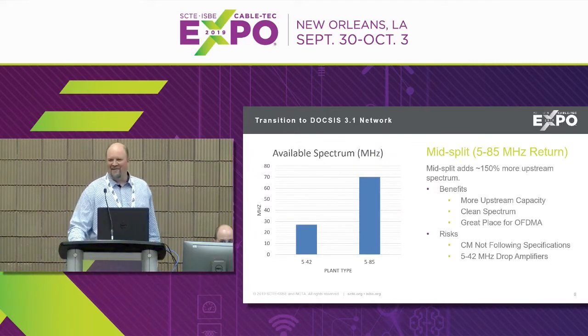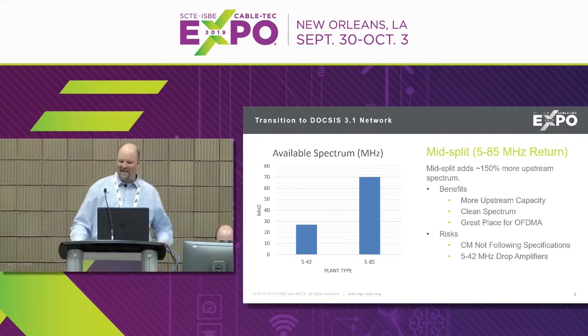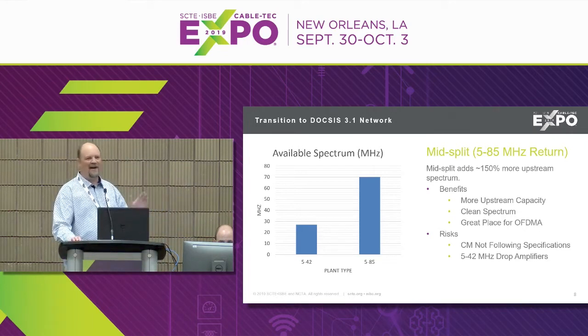Now, I know we're not here to talk about mid-split in entirety, but I think this has a big deal to do with OFDMA. So with mid-split, you're going to add a lot of capacity. I say 150% because I'm assuming that in 5 to 12 megahertz, or maybe up to 13 megahertz, you're not going to be able to use it, especially for single carrier QAM. It's fairly noisy out there. So there's a huge gain in going to mid-split.